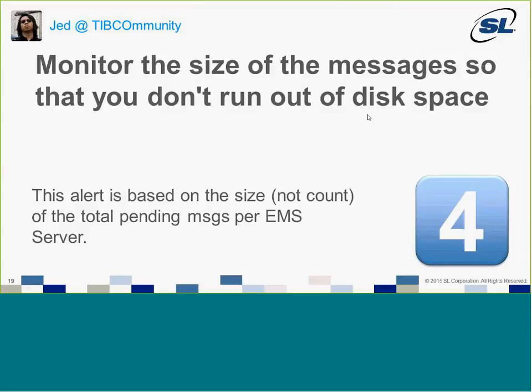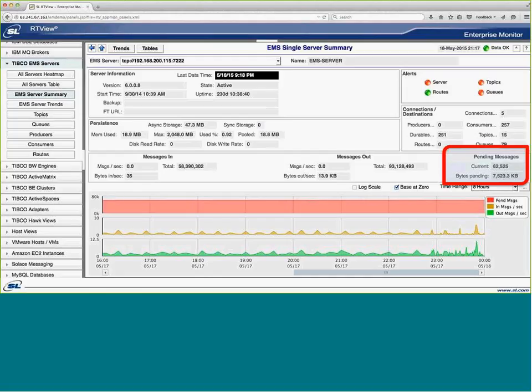Jed has been very kind and provided us with this tip, advising us that we should monitor the size of the message so that you don't run out of disk space. So you need to create an alert that's based on the size of the message and not the message count, which is, of course, the normal way that we handle things. If we were to look at the pending messages, we're able to look at the total number of messages pending and the number of bytes pending. We could, of course, use this and then take a look at the compute layer to look at how much storage we're consuming.